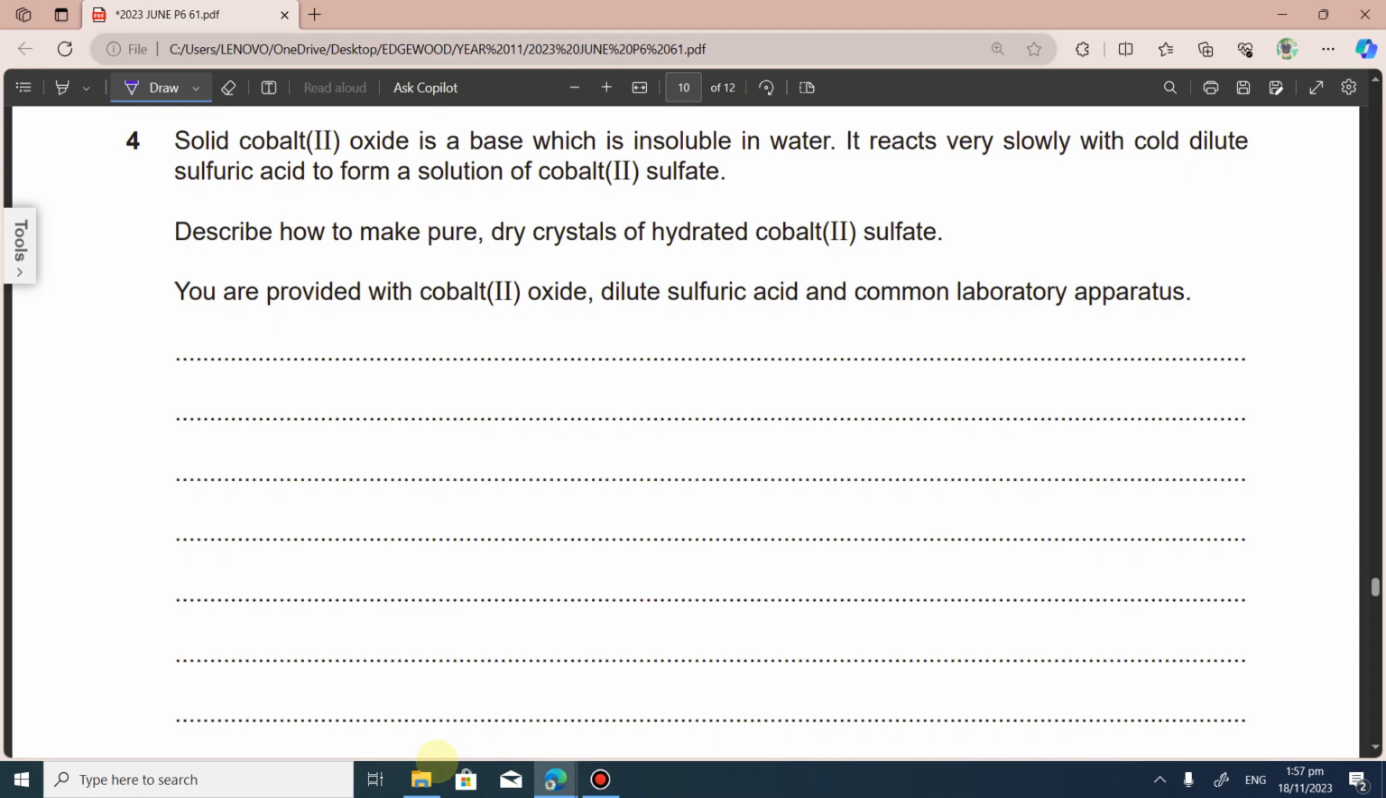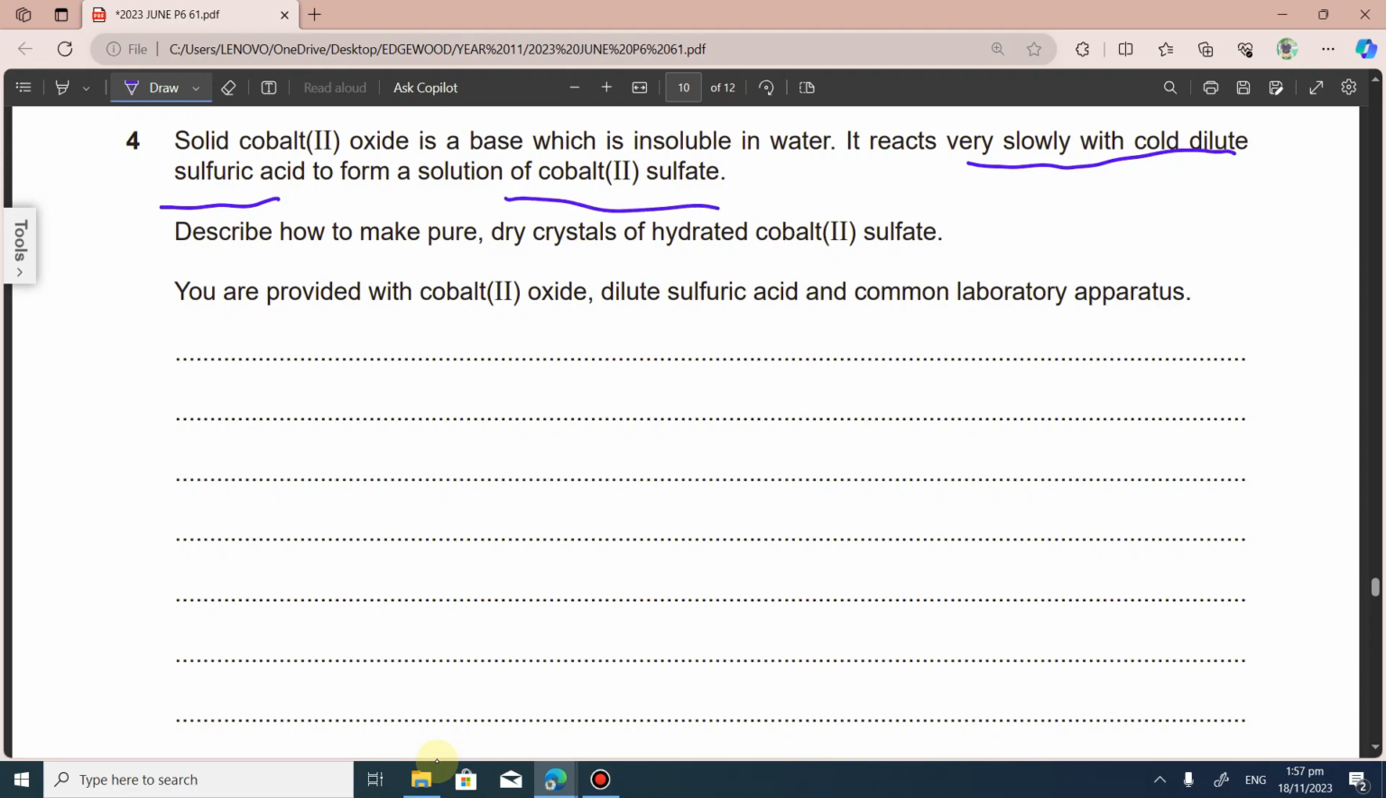Okay, solid cobalt 2 oxide is a base which is insoluble in water. It reacts very slowly with cold dilute nitric acid. Take note of this point. It reacts very slowly with cold dilute sulfuric acid to form a solution of cobalt 2 sulfate.